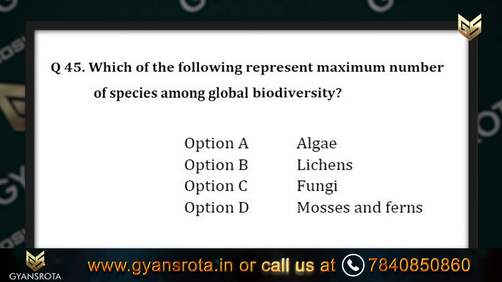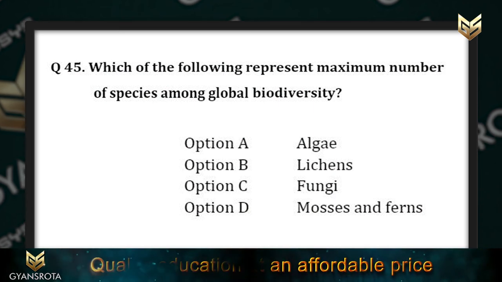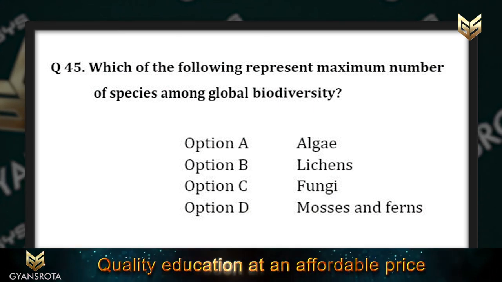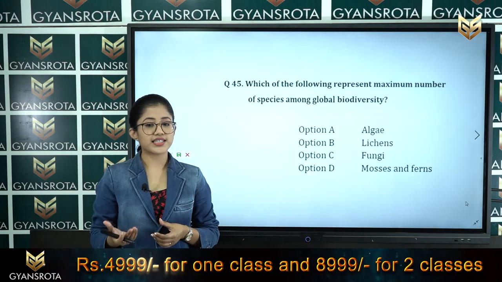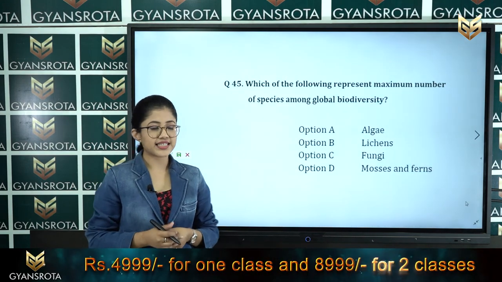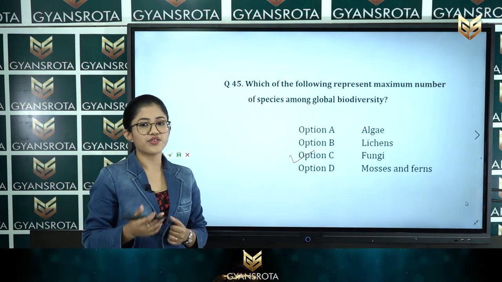Option number A, algae. Option number B, lichen. Option number C, fungi. Option number D, mosses and ferns. This is a very easy question, student. So what is the correct answer? The correct answer is fungi, which means option C is the correct answer for this question.